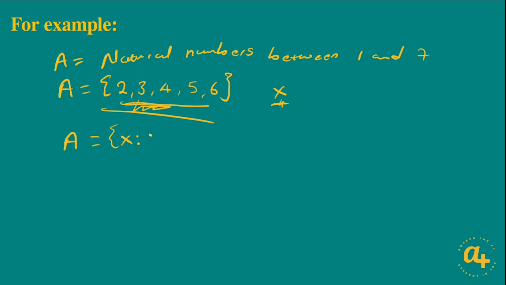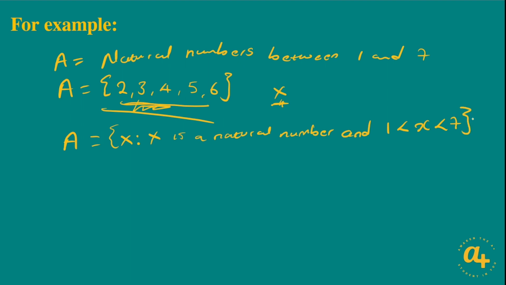So we're going to say X again is a natural number. Not only that, it doesn't end here. Remember that we've said that set A is a set of natural numbers between 1 and 7. So our description doesn't end here. So what are we going to say next? We're going to say and 1 is less than x, and x itself is also less than 7. And then we're going to close the bracket there.